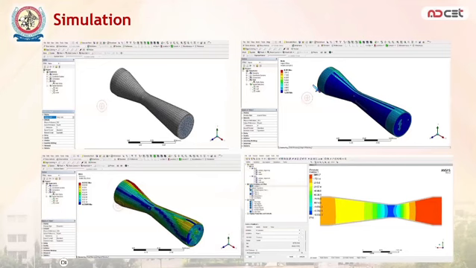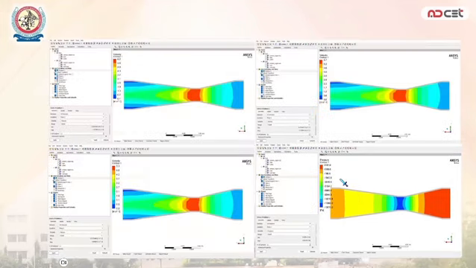These are the images of the simulation. As you can see, the first image is of the geometry. The second one shows the aspect ratio of the geometry. The third shows the skewness of the geometry, and the fourth one shows the pressure contour of the geometry.